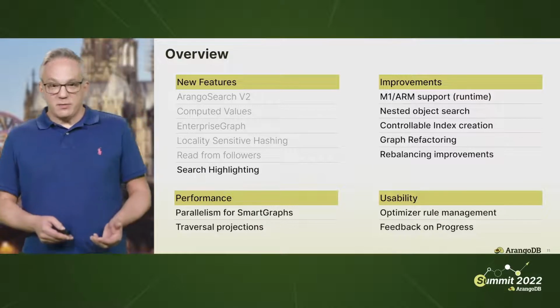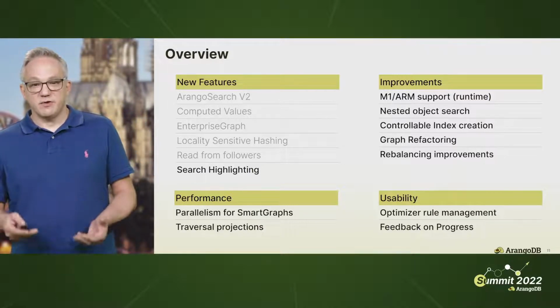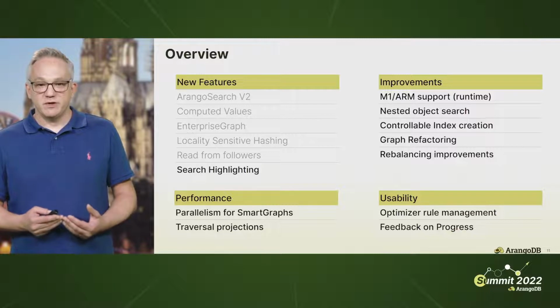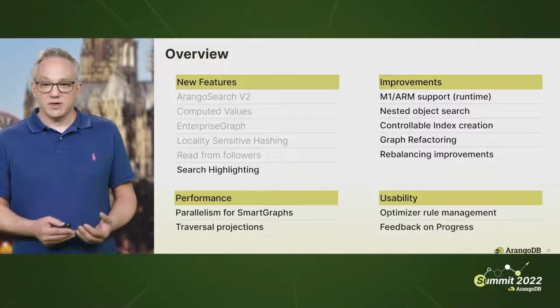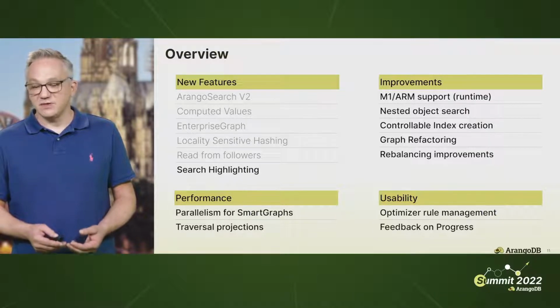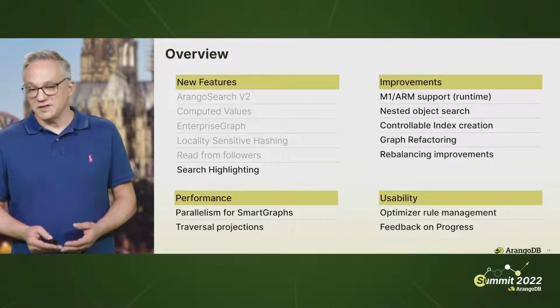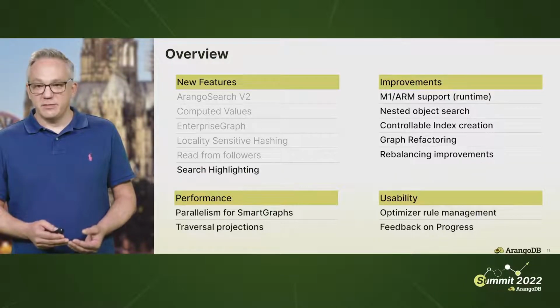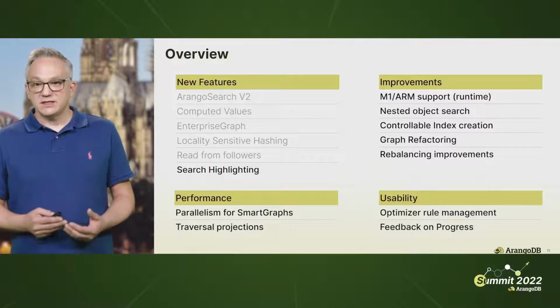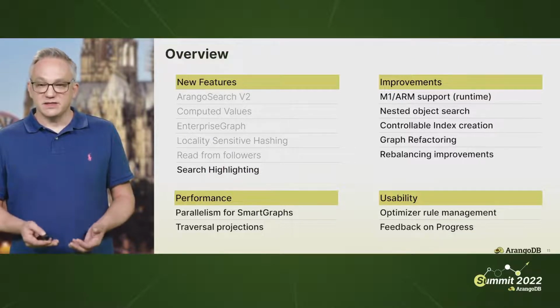The parallelism of SmartGraph, I already mentioned that. Traversal projection simply means that when we build the result projections for traversals, it can happen sooner or later, and if it happens as late as possible, it has a good impact on performance. This is maybe only a small change, but if you're already using ArangoDB, you will see in many of your queries that it has a very positive impact. On usability, optimizer rule management becomes much easier, and feedback on the progress of long-running tasks in ArangoDB will be improved.